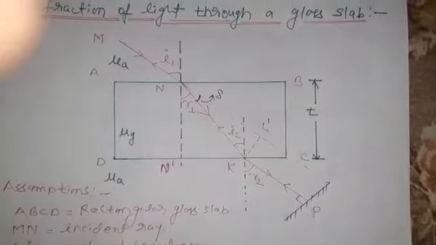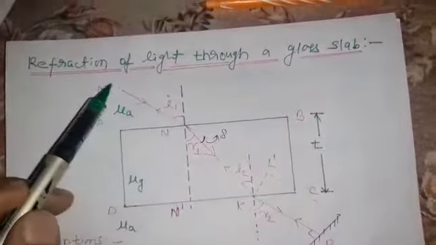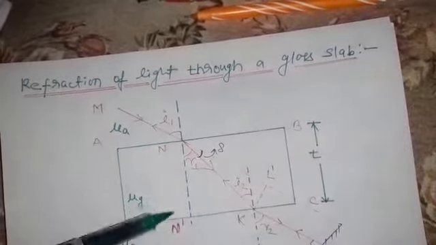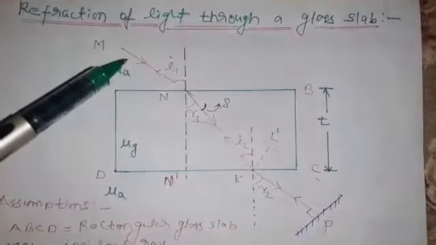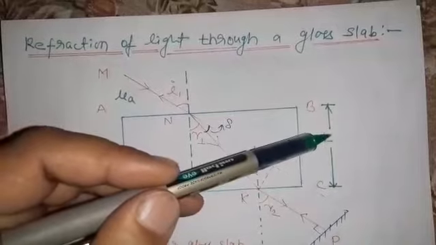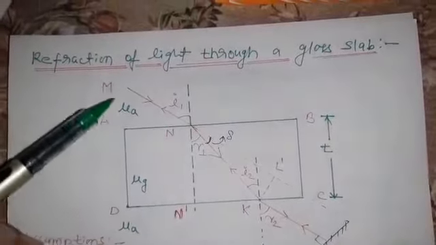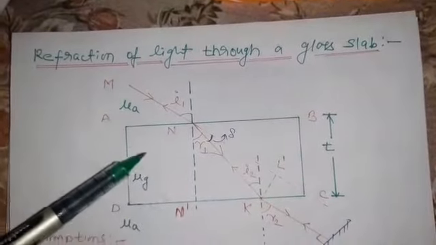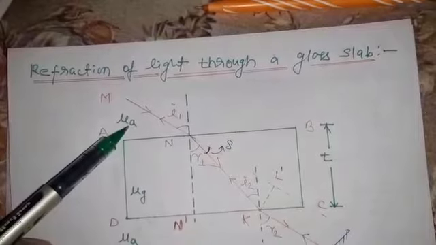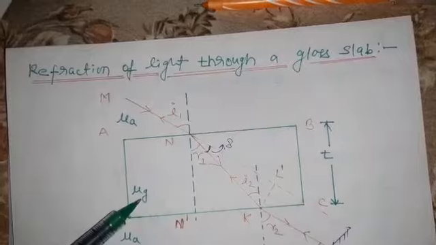ABCD is your rectangular glass slab, and this MN is your incident ray. This is your normal, and N dash will be your normal. Let the thickness of this glass slab be small t. This is your rarer medium and this is your denser medium. This is air, this is glass. So the refractive index is mu a for the air and mu g for the glass.